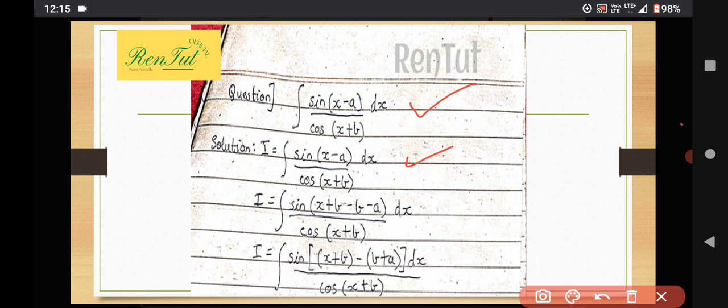Same question we have to copy: sine (x minus a) divided by cos (x plus b) into dx. Now what we need to do is, if you carefully see the third step, on the numerator, what we have done is that we have put plus b and minus b. That's it. We have put this plus b and minus b on the numerator.